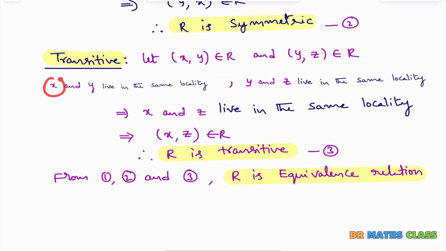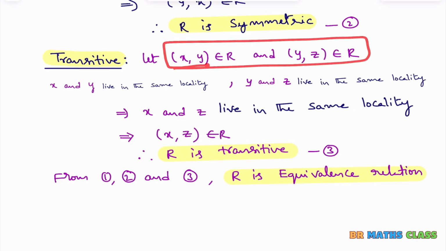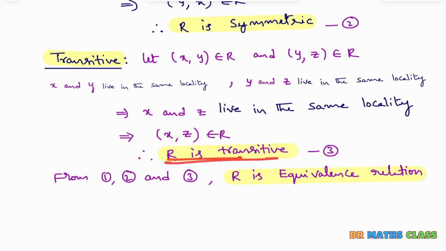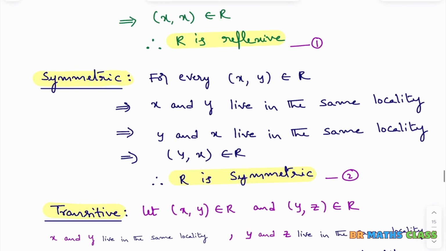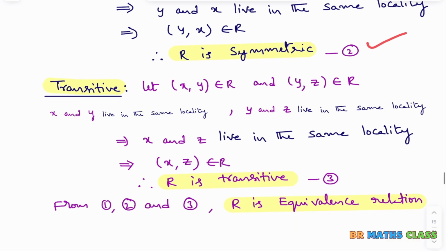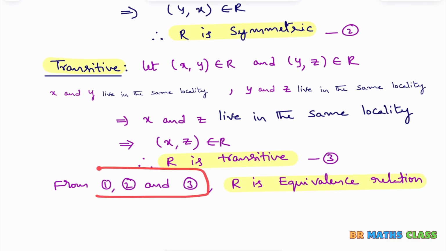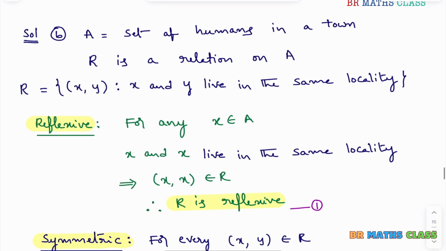From this we can say that x and z are in the same location, right? From this we can say that x and z live in the same locality. This is common sense. You can understand this easily. So as x and z live in the same locality, I can say that the ordered pair (x, z) belongs to the relation. So for every such pair (x, y), (y, z), (x, z) also belongs to this relation. I'll say that this relation is transitive. So this relation is reflexive, symmetric and transitive. From 1 to 3, we can say that this relation is an equivalence relation. I hope you understand the solution of this second bit.